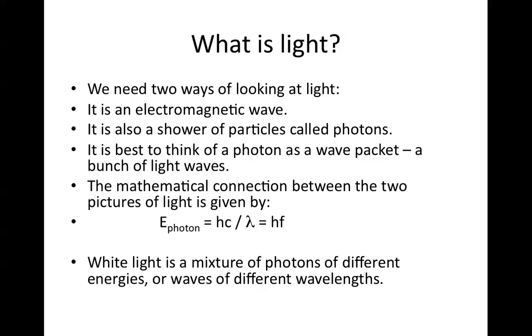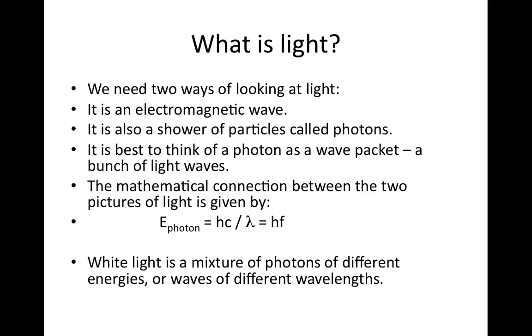What's light? Well, with light, we actually need two ways to think about it. First, as an electromagnetic wave, and also as a shower of particles we call photons. It's best to think of a photon as a wave packet, a bunch of light waves that move together in a group. The mathematical connection between these two pictures of light is given by the relation that the energy of a photon is equal to a constant we call Planck's constant, h, times the speed of light divided by the wavelength, or h times the frequency.